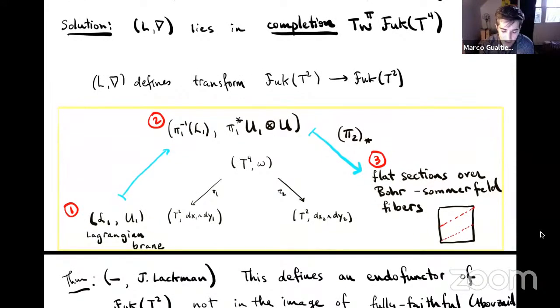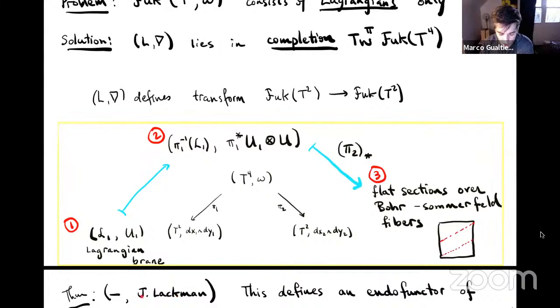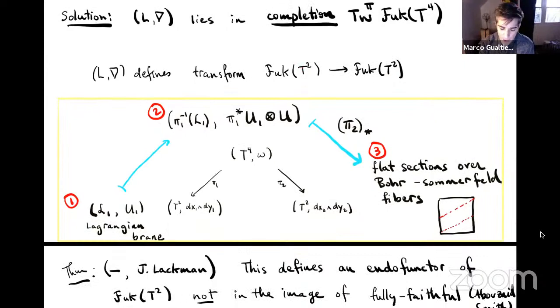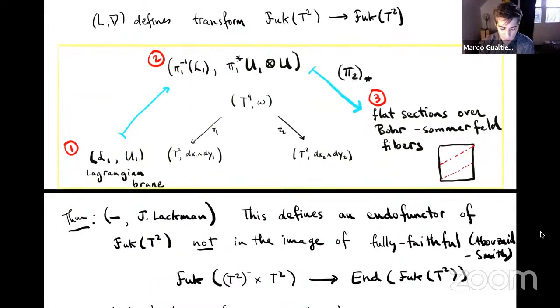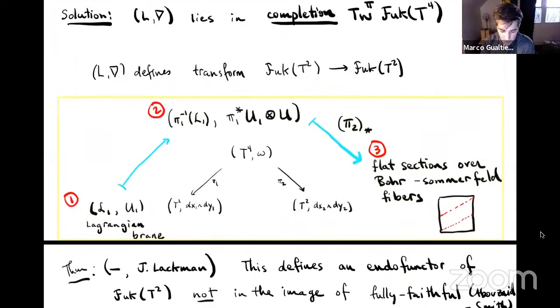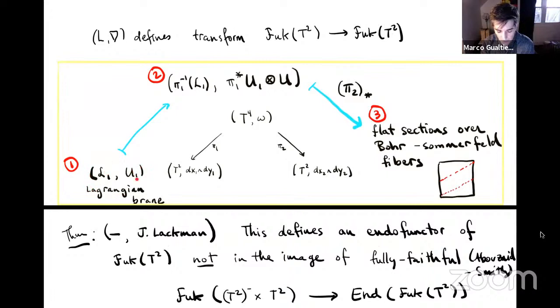Anyway, one way of analyzing this, which I've been doing with my student Josh Lackman, is to start with some evidence coming from the fact that this T4 is really T2 cross T2, and any object in it can be used to define a transform from the Fukaya category of T2 to itself. So in this case, you would take a Lagrangian brane in T2, a Lagrangian circle with a flat line bundle, pull it up to the T4 and tensor it with the space-filling brane. That would give you some unitary connection on a copy of T3 sitting inside the T4. Then you could try to push it forward along the projection to the second T2. But you can't really push it forward because the curvature is obstructing you from finding flat sections.